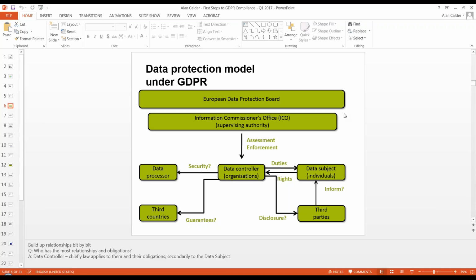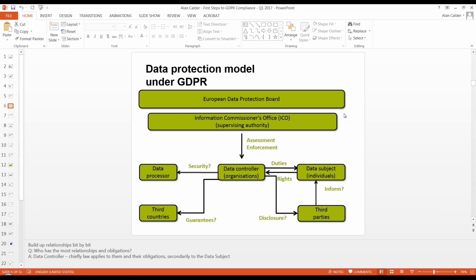A controller is the organization which determines what information will be collected, what it's to be used for, how long it's to be kept for, and so on. And the data subject has rights around that data, and in return the data controller has duties that it has to observe towards the data subject.